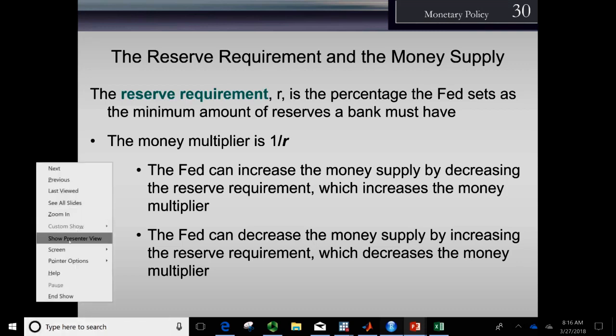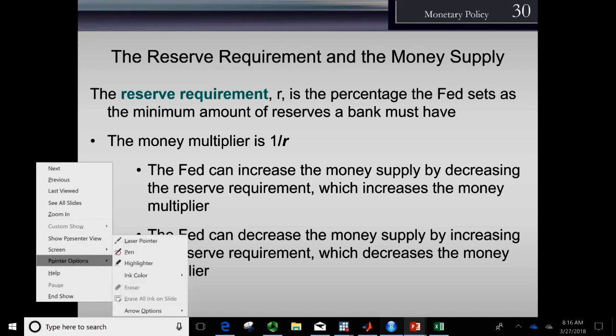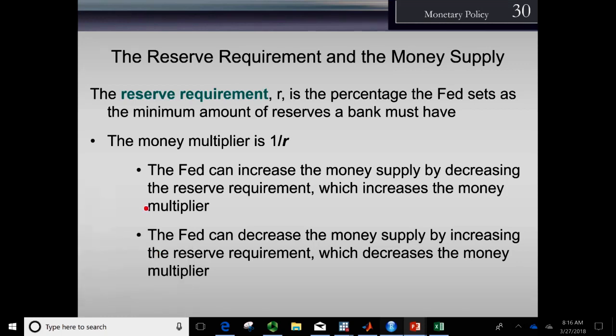Now, in order for these two policies to work, it has to be the case that the bank is not holding on to any excess reserves. If banks hold excess reserves because they don't want to lend out and want to play it safe, then you can lower the legally required reserves all you want, but that may not lead to more lending on the part of banks.